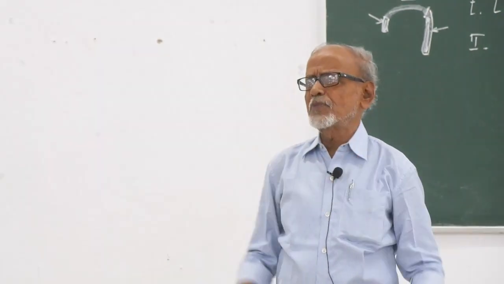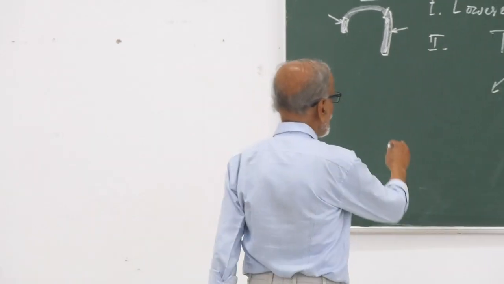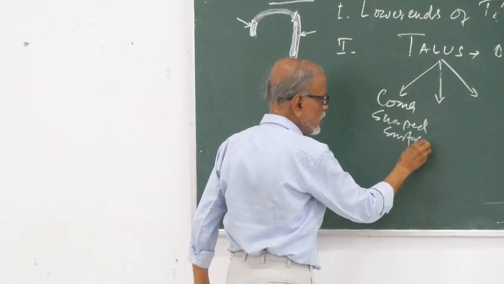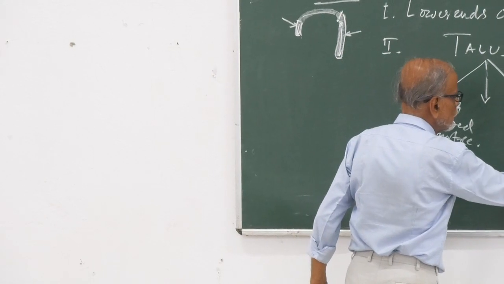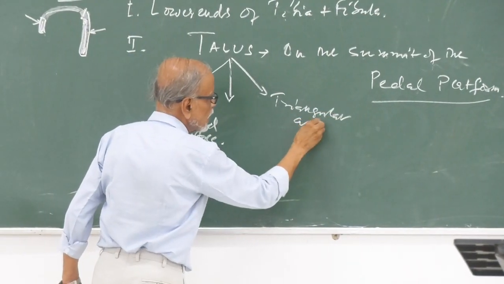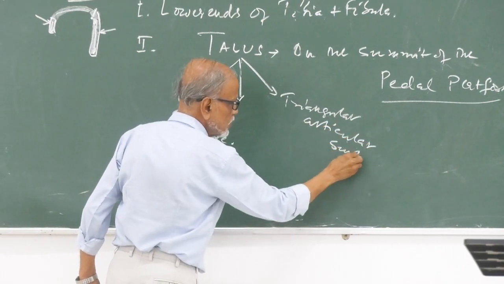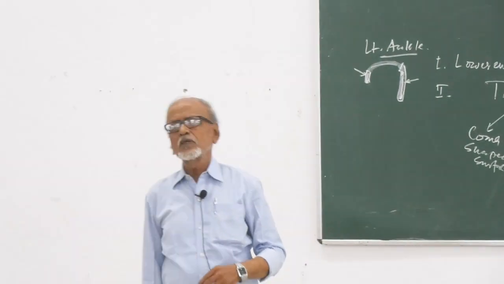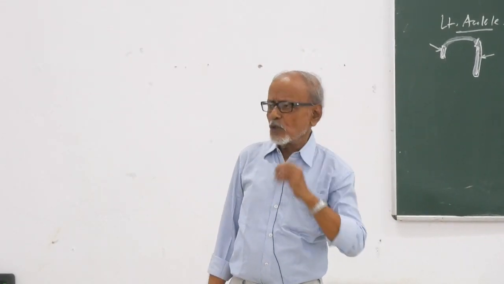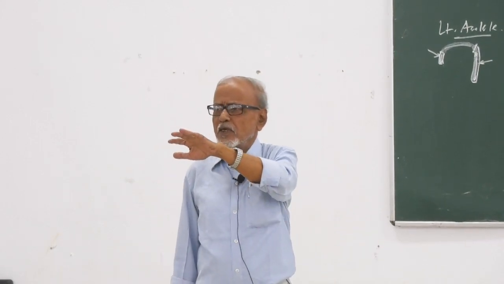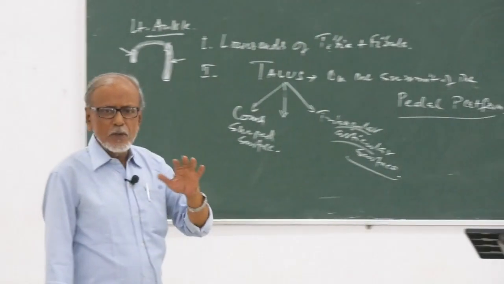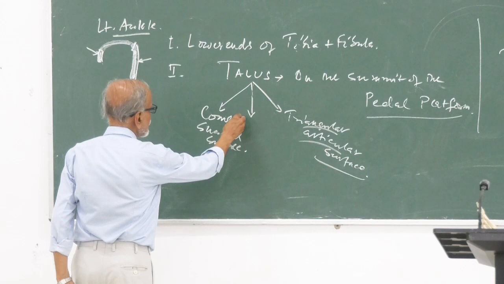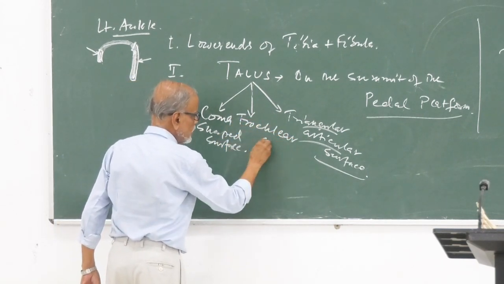Medially, there will be a comma-shaped surface for the medial malleolus. Now medially there is a comma-shaped surface for the medial malleolus. Laterally we have a triangular articular surface for the lateral malleolus, and in between, the most important surface is the trochlear articular surface. It is like the surface of a pulley, the trochlear articular surface of talus.